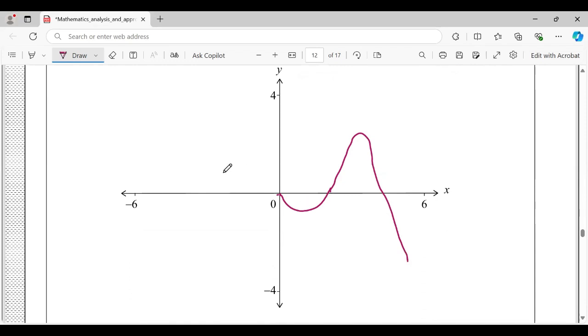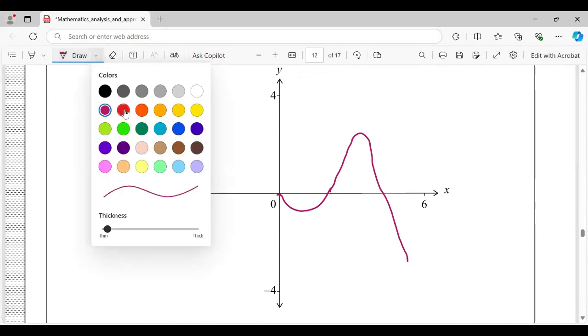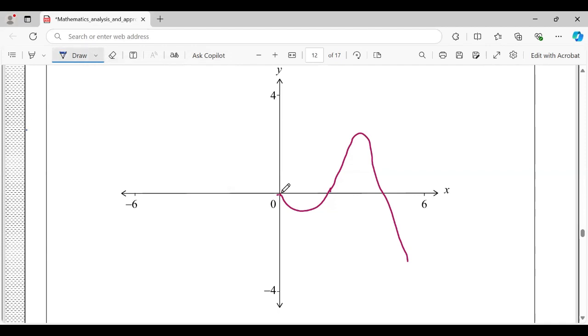And at the left, I'm going to use a different color. At the left it becomes like this, but it is one graph. Okay, yeah. And this is the graph of an odd function, the graph of y equals f(x).